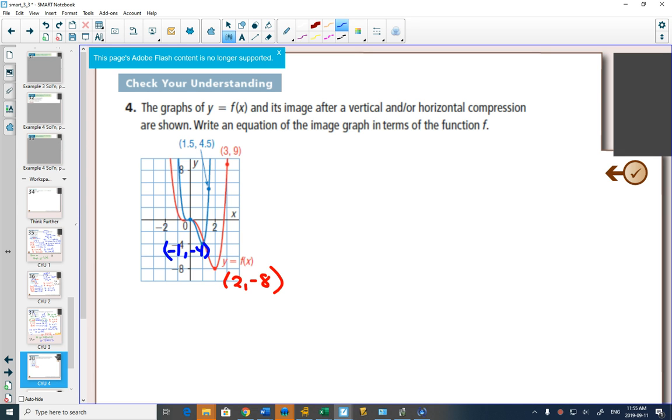They've also have a point labeled. They've got the point at 3, 9, and they've labeled the point 1.5, 4.5.